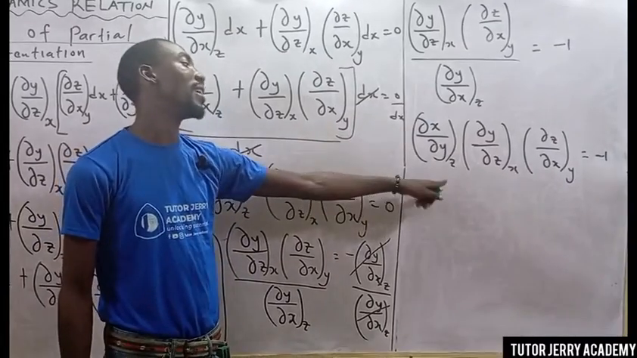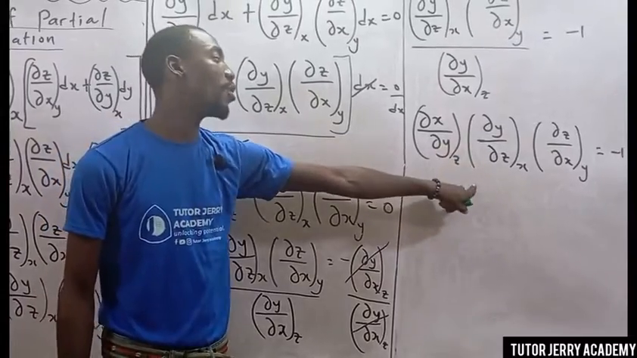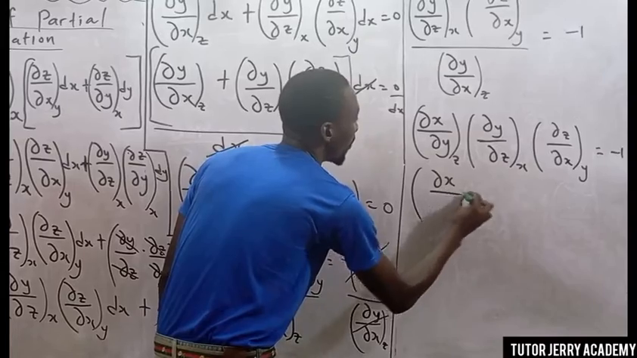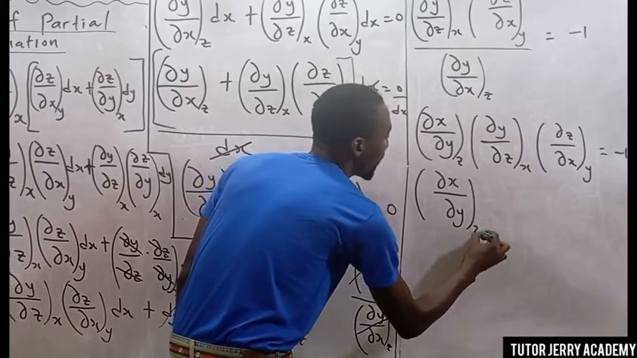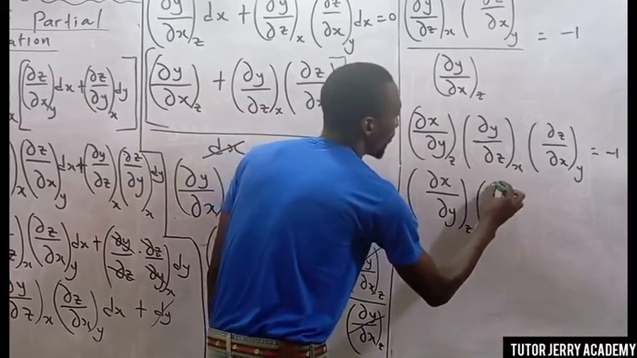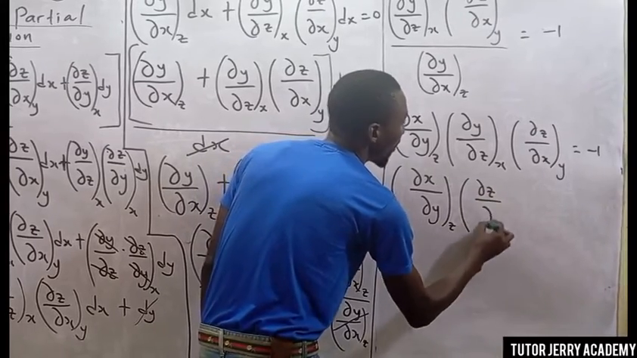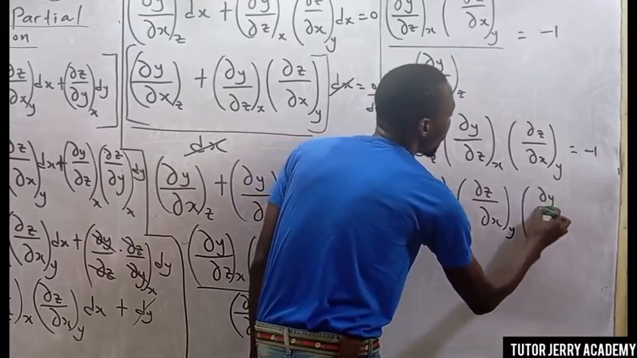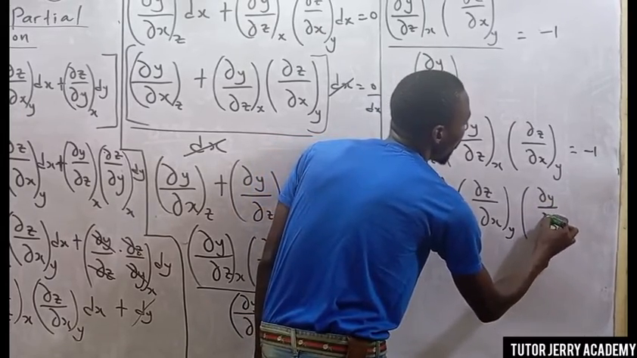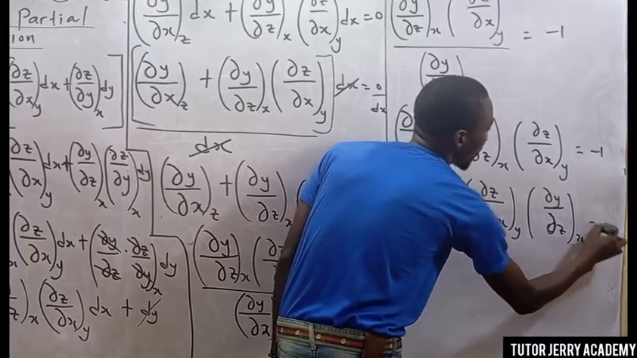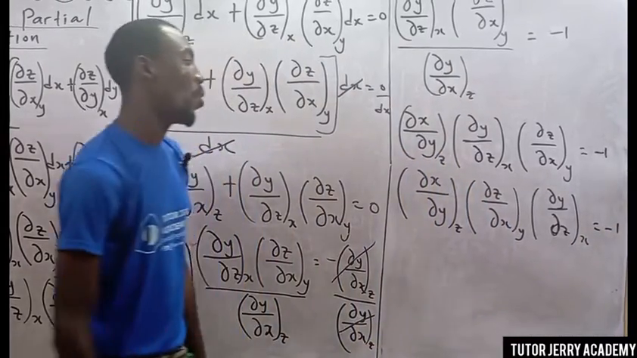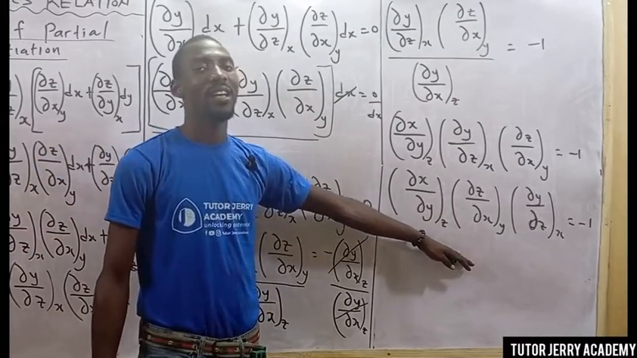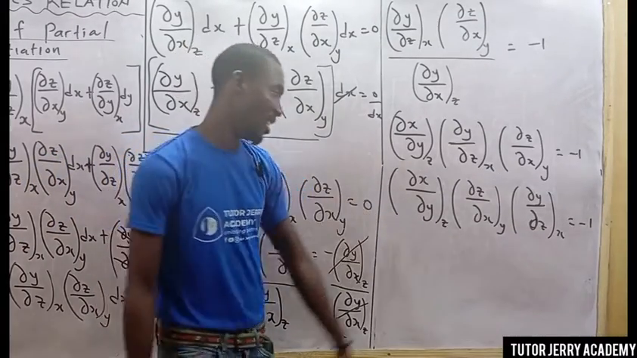So let's arrange this properly. Let z come first and y follow and s. So we are going to have this as partial derivative of s all over the partial derivative of y, keeping z constant, into partial derivative of z all over the partial derivative of s, keeping y constant, into the partial derivative of y all over the partial derivative of z, keeping s constant, equals to what? Minus 1.